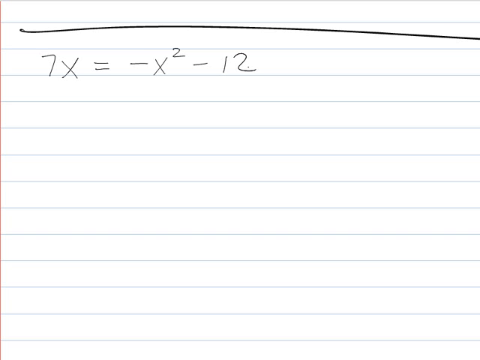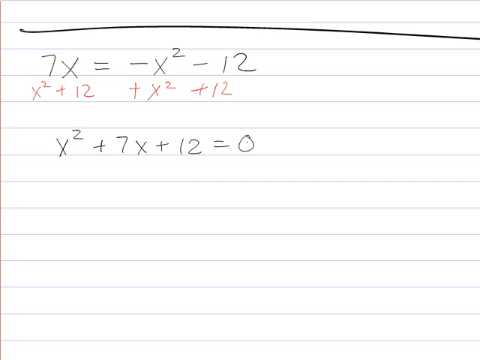Don't make life hard on yourself. Don't try to figure out what's A, what's B, what's C. Get everything to one side of the equation. I don't like negative numbers, so I'm actually going to make everything added and move things over. So that's going to end up with x squared plus 7x plus 12 equals 0.